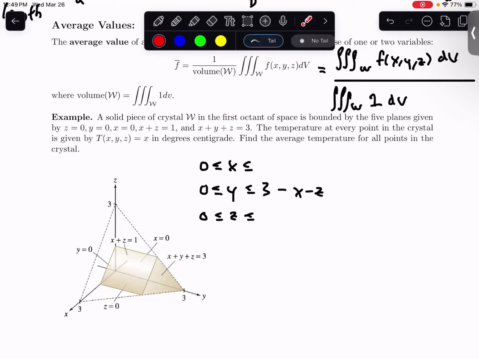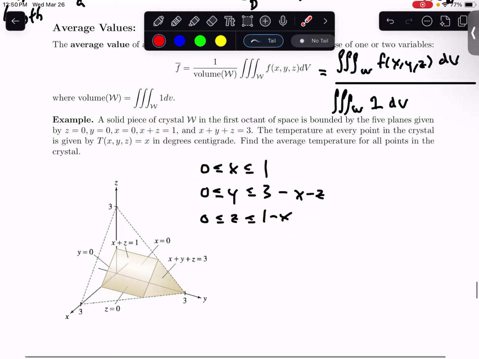And then with respect to z, we can just look at this equation. You can subtract x from both sides, and so you get z is less than or equal to 1 minus x. And then the final bound is just going to be x is less than or equal to 1. If you added these three things up, it has to be at most 3. And if z is equal to 0, that means x has to be equal to 1, and that's as large as x can be. So these are the 3 bounds of integration.